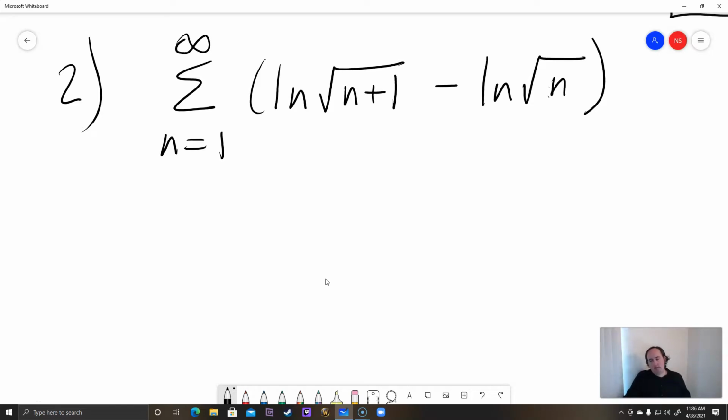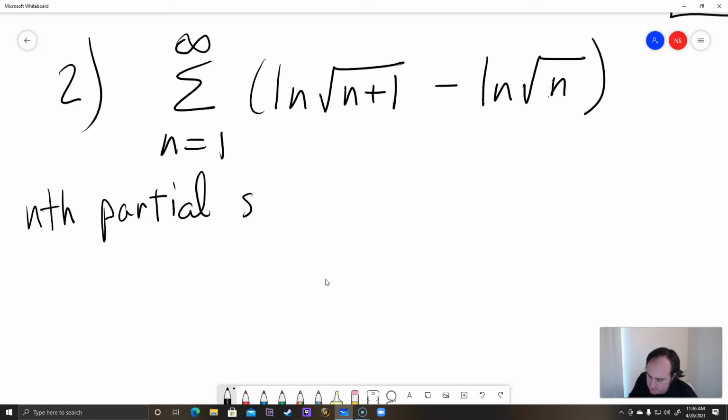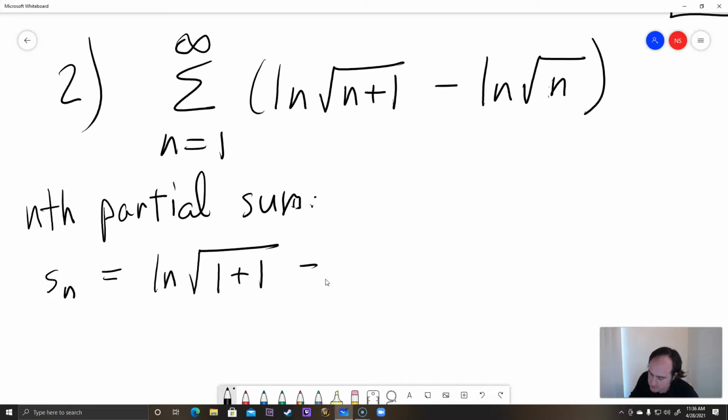So again, what you want to do is write out your s sub n, your nth partial sum. S sub n, and you start with n equals 1. So we have ln of root 1 plus 1 minus ln of root 1. That's going to be the first term.